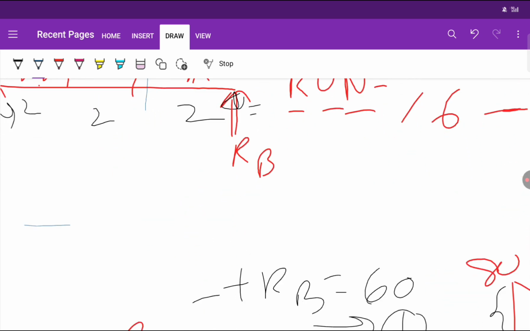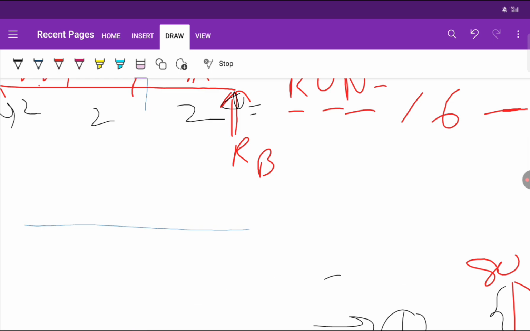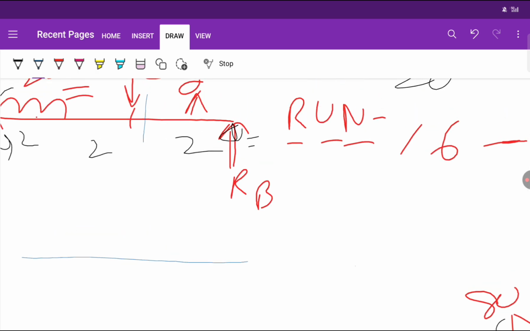If I do the diagram, then this is our vertical, right? This is our negative. Why negative? Because these were giving upward, so right, upward, negative, okay? So this is our minus 20. Up to this point we have minus 20.